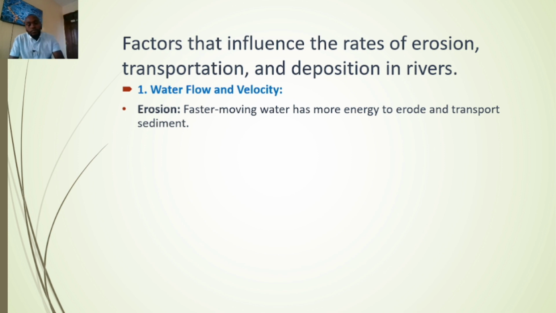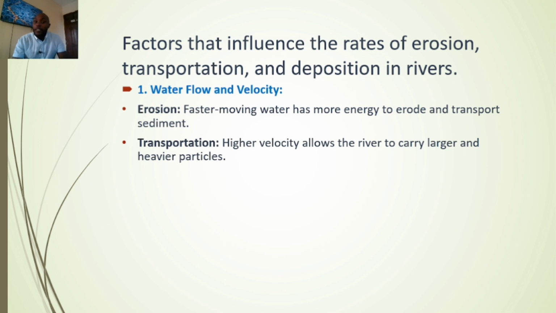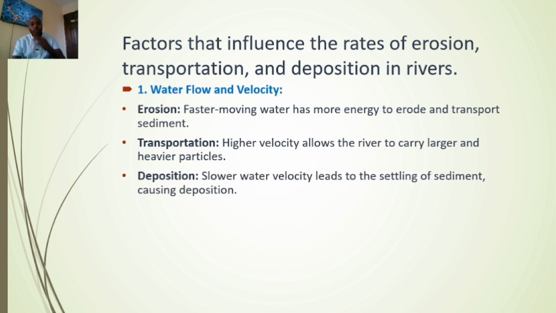How? When you talk about water flow and velocity influencing erosion, faster moving water has more energy to erode and transport sediment. When you have water that is moving faster, it has more energy to erode and transport that sediment. We talk about transportation. Higher velocity allows the river to carry larger and heavier particles. So when you have water that is flowing very fast, the river will be able to carry those larger and heavier particles. Then you talk about deposition. Slower water velocity leads to the settling of sediment, causing deposition.